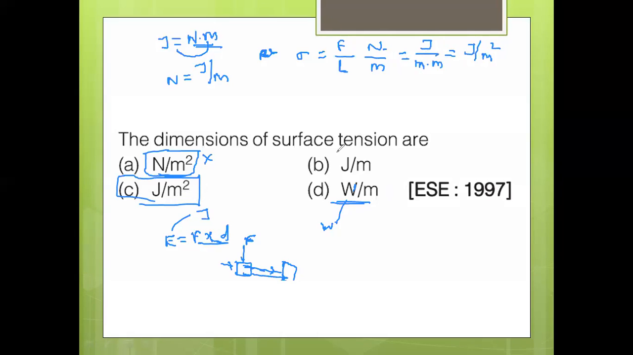Joule per meter square. How has it come? Joule is nothing but Newton meter. So Newton will be equal to joule per meter. Now we know the unit of surface tension, that is, Newton per meter. Instead of this Newton I will put joule per meter, and already there is one meter in the denominator, so the unit will be joule per meter square. So option C is the correct answer.